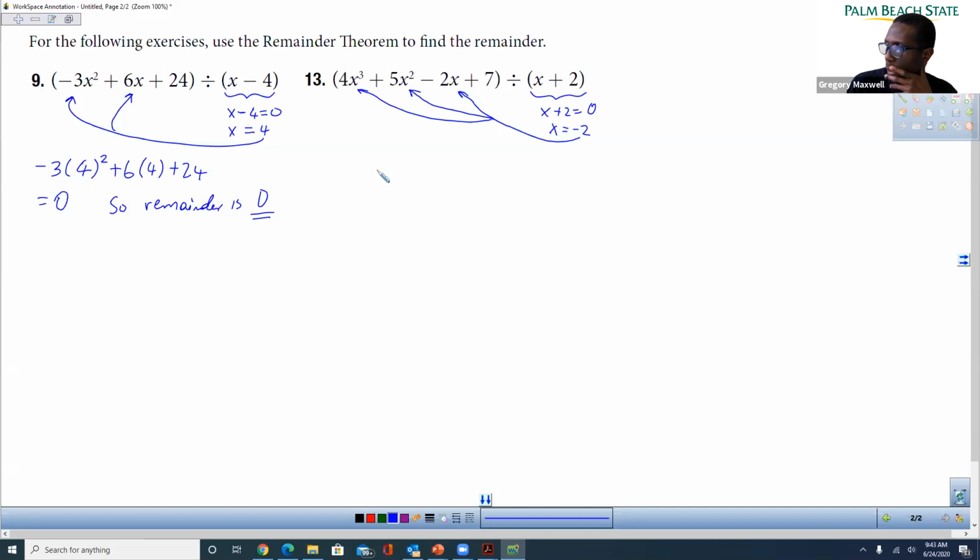Or we have an answer of 15, and we have an answer of -1. Let us check. 4 times -2 cubed plus 5 times -2 squared minus 2 times -2 plus 7. PEMDAS tells us to do exponents first, so 4 times -8 is -32. -2 squared is +4 times 5 is +20. -2 times -2 is +4. So we have -32 plus 20 plus 4 plus 7. That's equal to -1. So the remainder is -1.